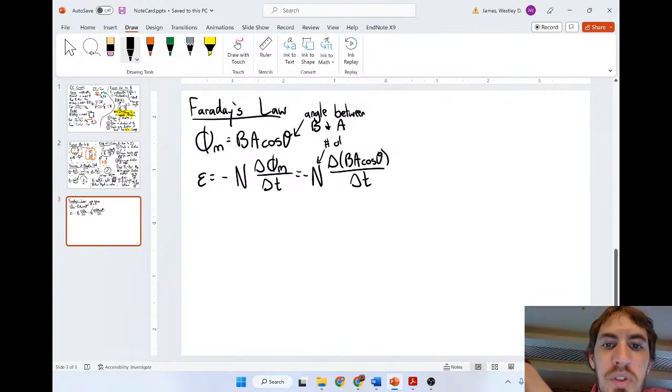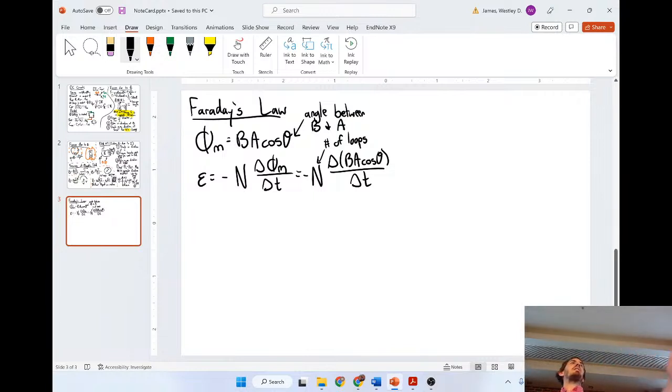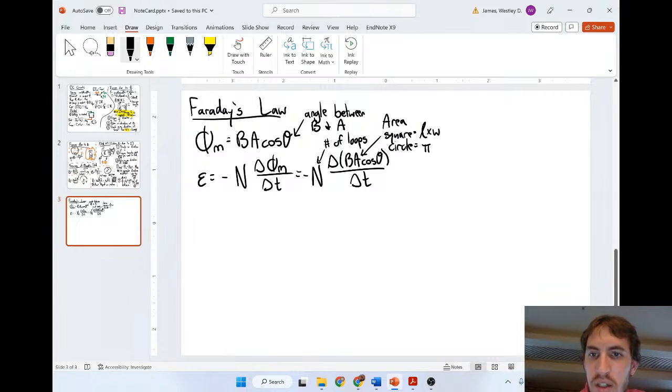N was the number of loops. A is area. I think that one's pretty straightforward. If you want, add what each of these variables means if you're uncertain or you think you'll forget or anything like that. If the loop is square, area is length times width. If the loop is a circle, it's pi r squared. If the loop is an octagon, that would be awful and I wouldn't do that to you. So, either a square or a circle. No triangles, no parallelograms. Area, if square, length times width. If circle, pi r squared.